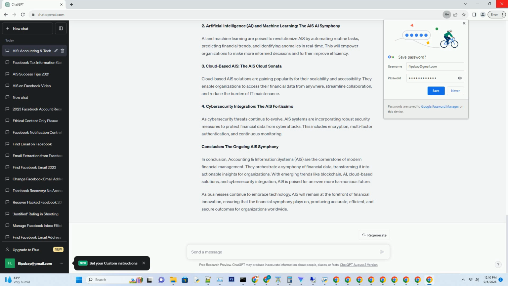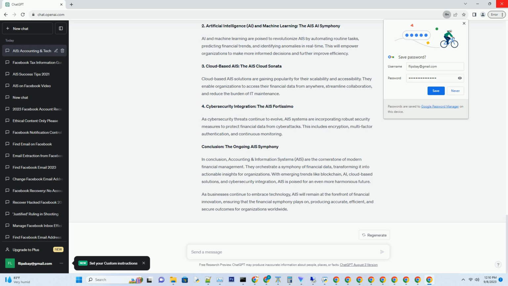3. Data Analysis and Reporting, AIS Takes Center Stage. In our symphony of accounting and information systems, the moment of truth arrives when AIS takes center stage for data analysis and reporting. This is where the digital symphony truly shines. AIS leverages its databases' stored data to generate a plethora of financial reports and statements.